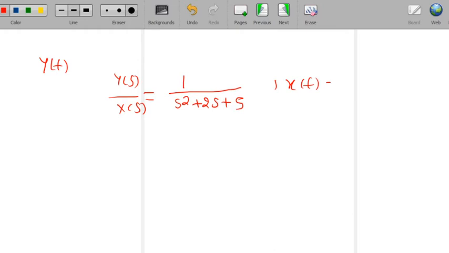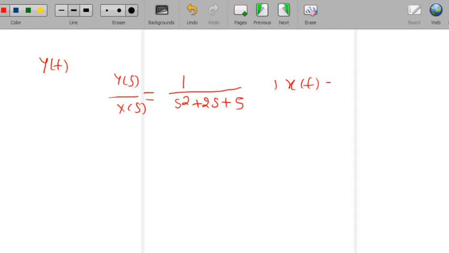Correct? So we transform x of t into the Laplace domain X of s. The Laplace of u of t is 1 by s, and when we multiply e to the power minus t into u of t, this becomes 1 upon s plus 1. This is the Laplace of x of t, 1 upon s plus 1. So Y of s becomes 1 upon s square plus 2s plus 5 into 1 upon s plus 1.